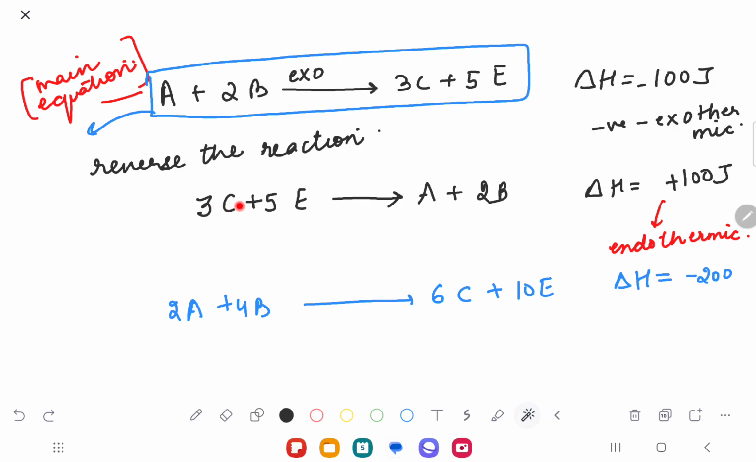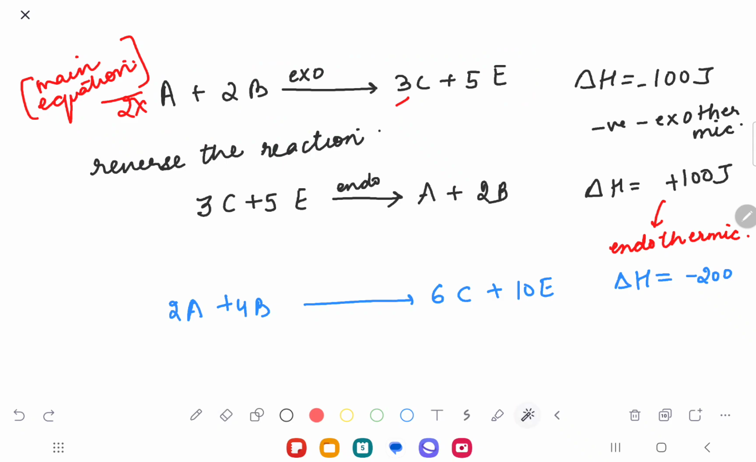So first thing is that when you reverse the equation, the exo will appear to be endo, and that change you will see in the sign. Minus will become plus, plus will become minus. If you want to multiply a particular equation with a particular number, let's suppose I have multiplied the entire equation with 2, so 2 times 2 is 4, 2 times 3 is 6, and 2 times 5 is 10. So if I'm multiplying this entire equation with 2, what does that mean? You tell me. The heat shall become 2 times the value of 100, and that shall become minus 200. I hope you're understanding. Okay, so that is the concept.